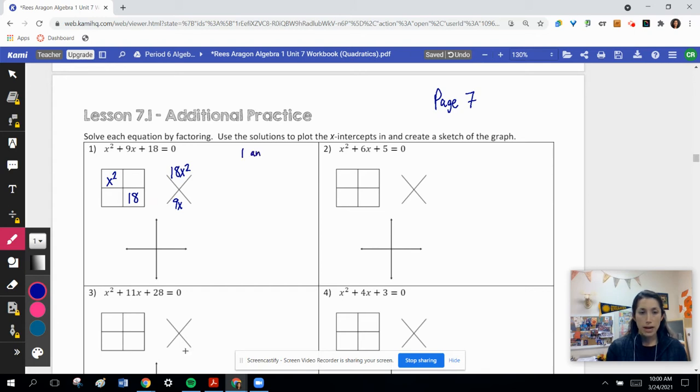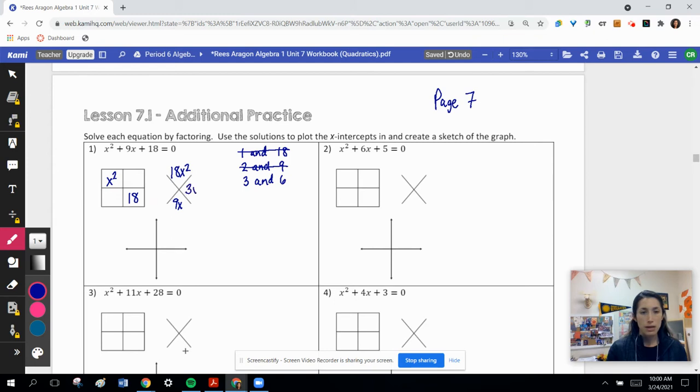So we can write out numbers that multiply to 18: 1 and 18, 2 times 9, 3 and 6, and I believe that's it in terms of whole numbers that multiply to 18. So now we just need the combination of numbers that adds to 9. Well, this would add to 19, won't work. This will add to 11, won't work, but 3 and 6 will add to that 9.